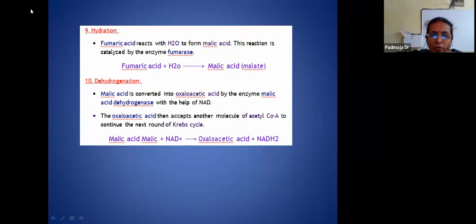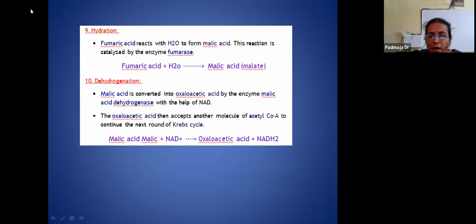And dehydrogenation. Malic acid is converting to oxaloacetic acid. At the first starting of this Krebs cycle, we told that this oxaloacetic acid combines with the acetyl-CoA. So by the series of reactions, the oxaloacetic acid is formed by the enzyme malic dehydrogenase with the help of NAD. Oxaloacetic acid then accepts another molecule of acetyl-CoA to continue the next round of the Krebs cycle. Like this, the continuation will be taking place. Now, this malic acid is converting to oxaloacetic acid, and NAD is converting to NADH2.